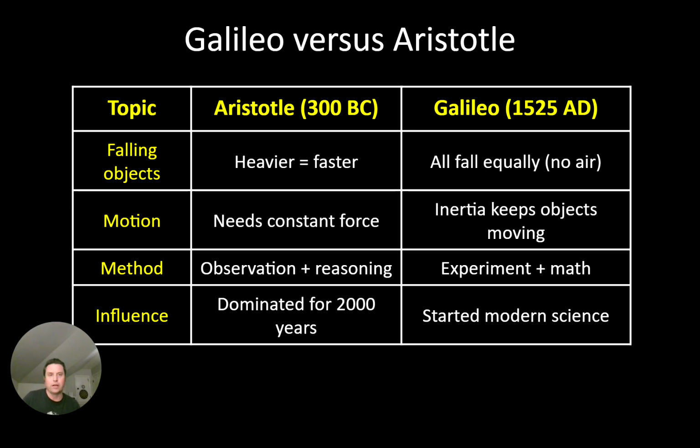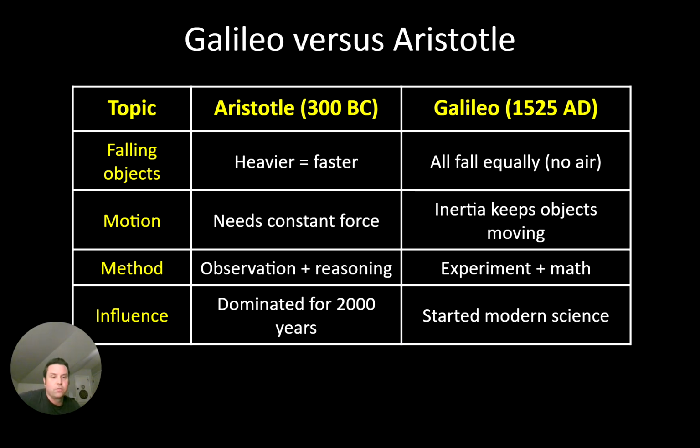So Galileo comes around in the 1500s, thousands of years later, and he says all objects fall equally when there's no air. We'll talk about that. Inertia keeps objects moving. We'll talk about that. He's saying you don't have to keep pushing something. If you push it, it will just keep going, but then there might be something else that slows it down. We'll talk about that when we get into forces.